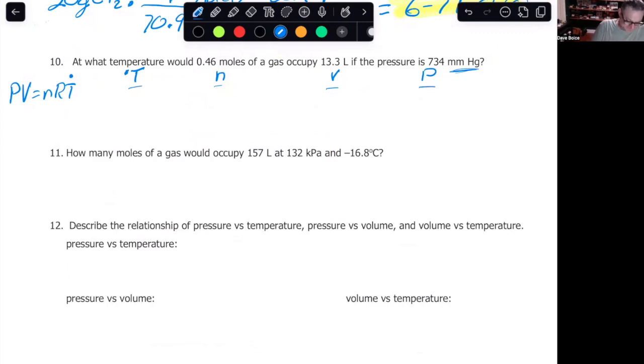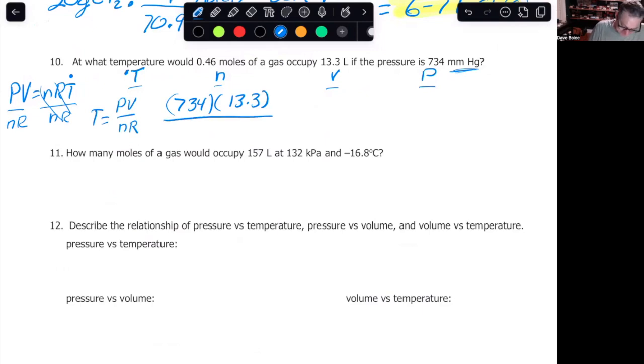And so I'm going to divide both sides by NR, and R cancels on that side. And so T equals PV divided by NR. I just find it to be easier that way. Pressure is 734 times my volume, no V1 or V2, because this isn't a change in state. So 13.3 liters. Okay, liters is what I want. That's good.